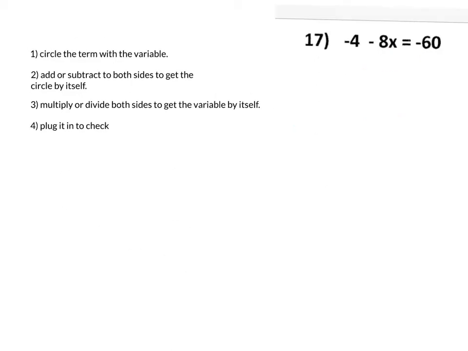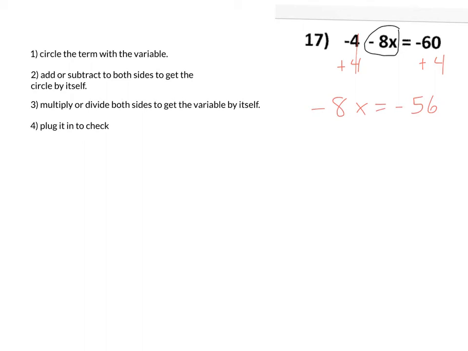17. Circle the term that has the variable. That would be negative 8x. Now I need to get rid of a negative 4. So the inverse of minus 4 is adding 4. Add 4 to this side, add 4 to this side. Negative 8x is equal to negative 56.